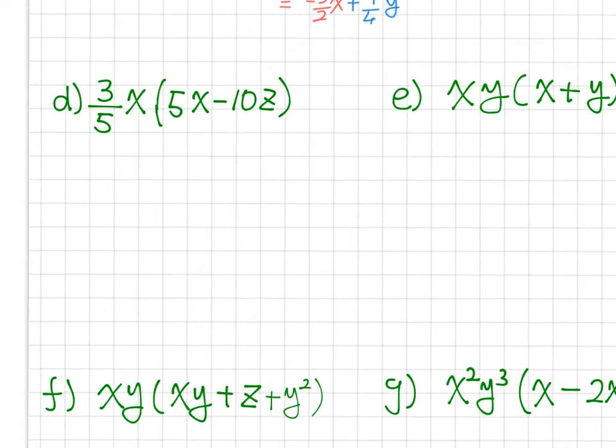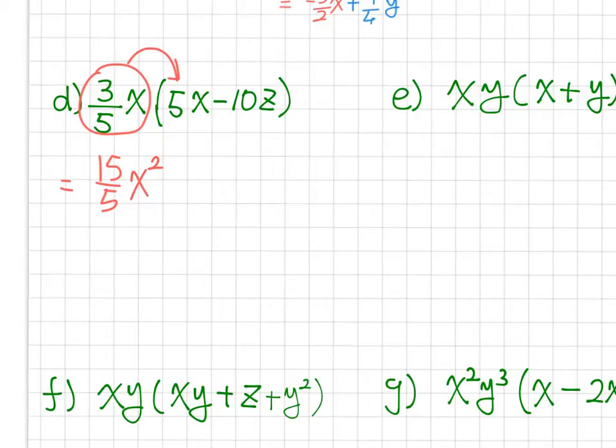Okay? Now for D, we have 3 over 5x, so it's a mixture of number and letter. We already practiced it in class, times this. So this becomes 15 over 5, since 3 over 5 times 5 is 15 over 5. 5 times 3 in the top, right? 5 times 3 becomes 15. So it's 15 over 5. And then we have x times x. Therefore, this becomes x squared.